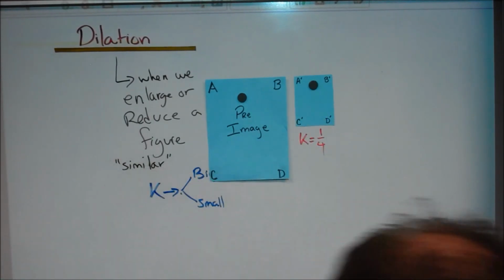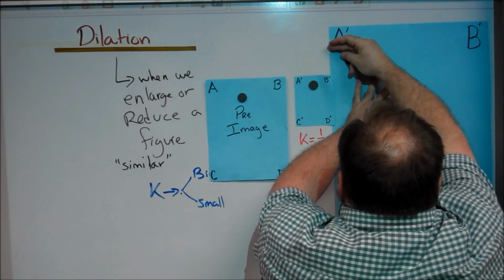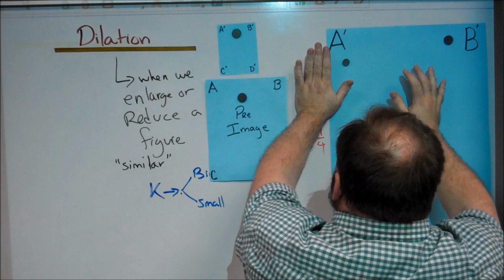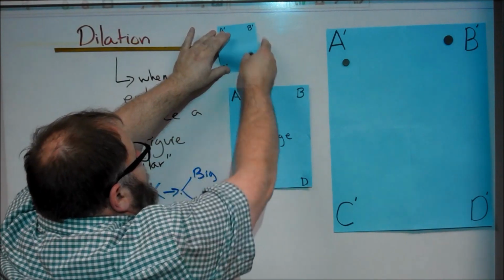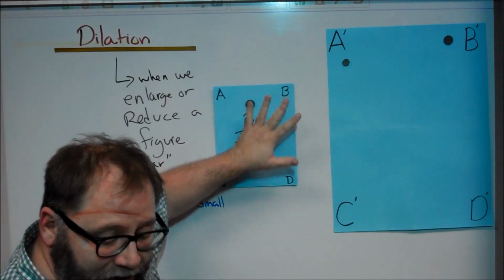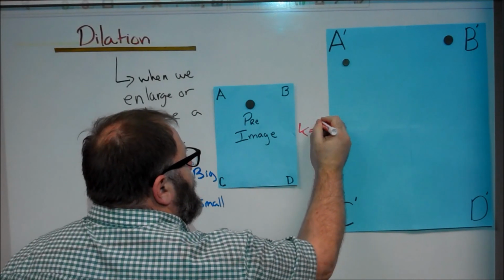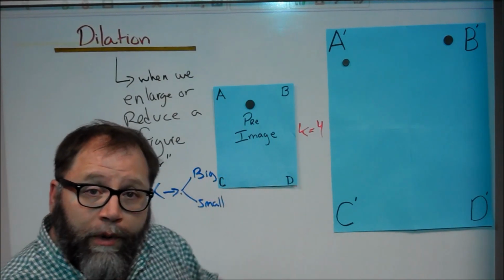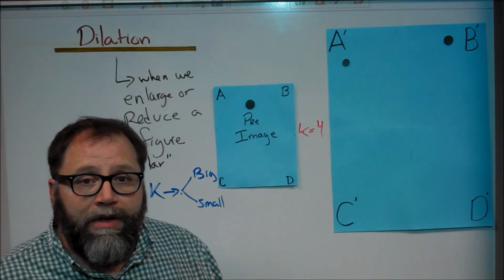All right, let's look at another example. Let me move this one up and over here. So now I have my pre-image and my image here. Now it's gotten a lot bigger. The k factor for this one is 4, so this shape is 4 times larger than the original shape. Okay, so we're going to enlarge or reduce figures using this k factor to give us those points.